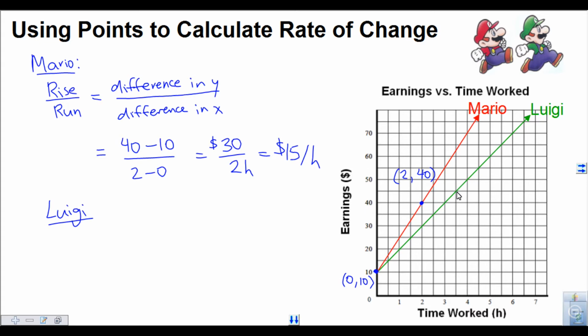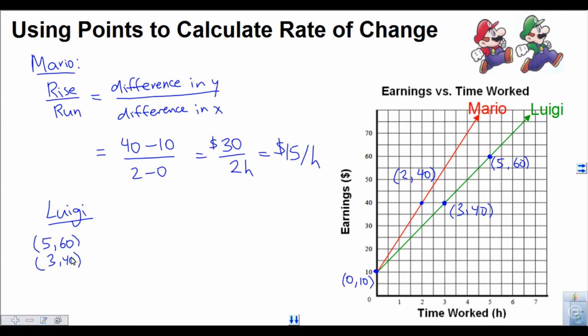So we looked at when he made $40 in 3 hours and then $60 in 5 hours. So again, I can describe those 2 points using ordered pairs. This point in Luigi can be described as (3, 40). And then this point here would be (5, 60). Now, something that really helps, if you have 2 points, is to write them on the side like this: (5, 60) and (3, 40).